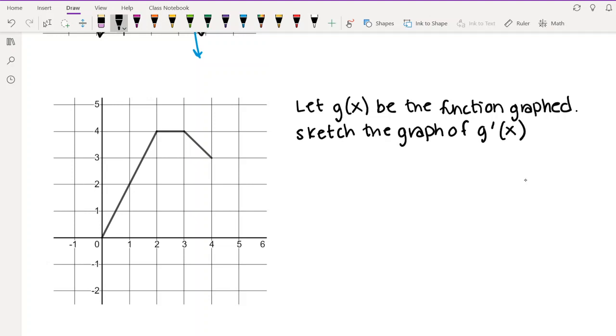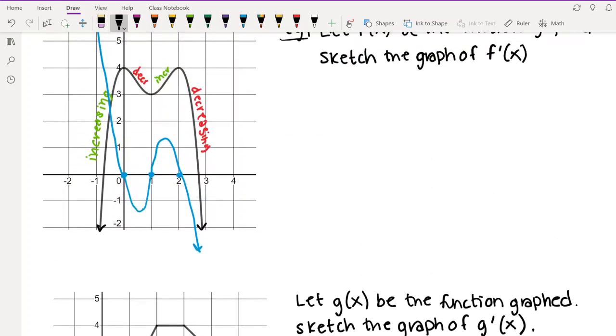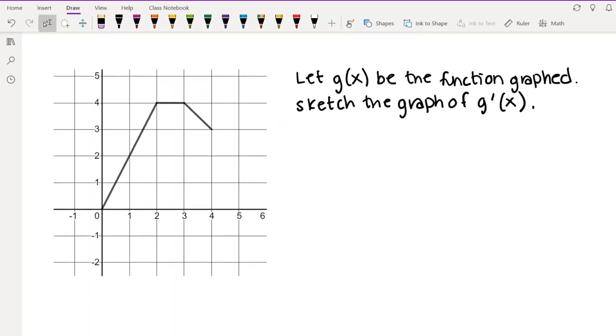Okay, so why do I say this one is easier? Whereas we had to do some guessing games and estimate stuff on the last one, on this one we actually know exactly what the derivative values are, because this function is made up of pieces that are all lines. And we know that for linear functions, the derivative is just the slope of the line. So we can go through and look at each different segment of this graph and record the slope of that segment.